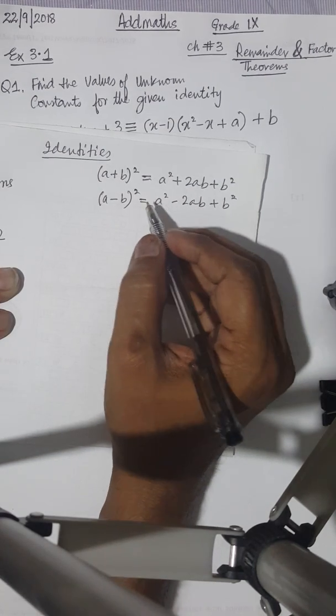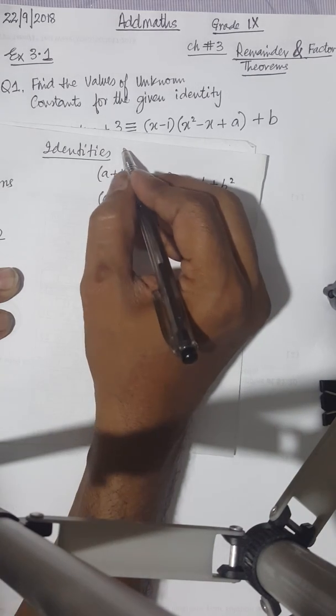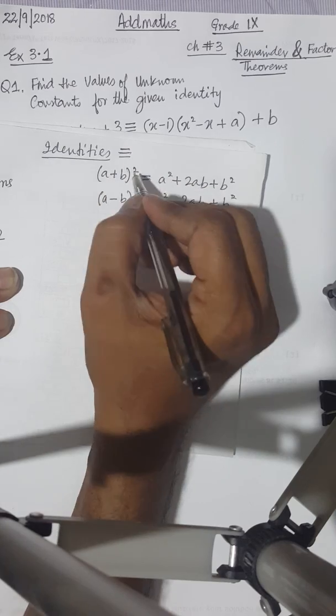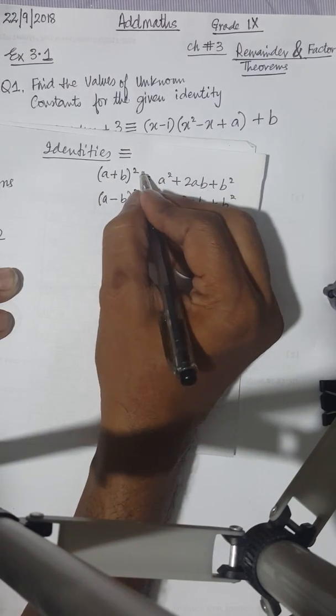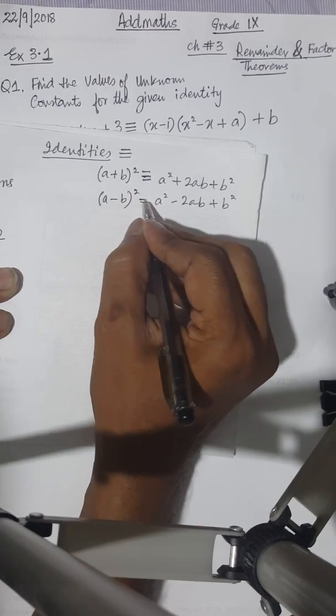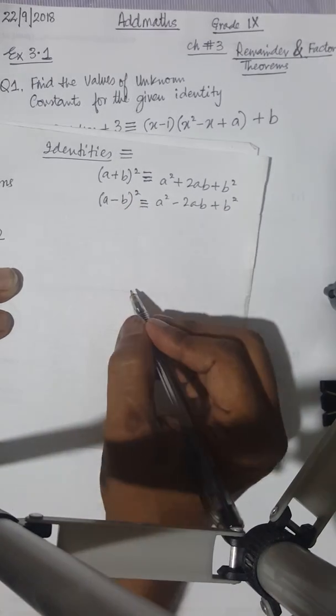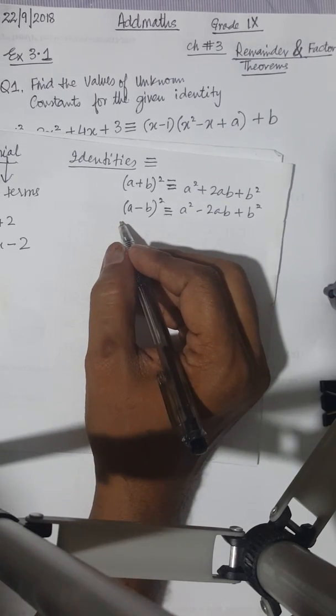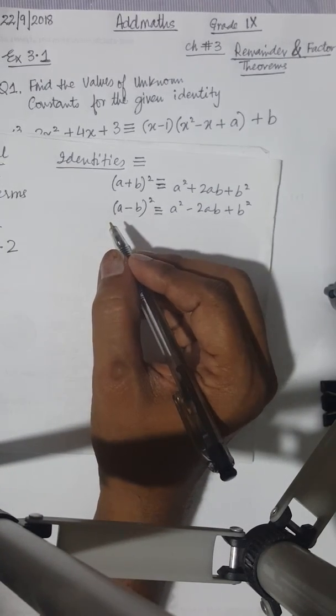Now there is a special symbol used for identities, this symbol. It simply means that both the sides are identical. Okay, I can write like this, both the sides are identical. Now we have exercise 3.1.